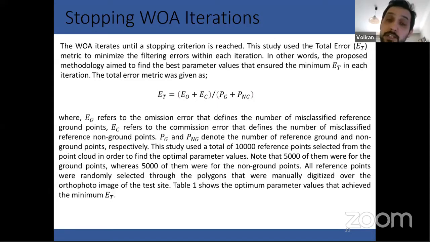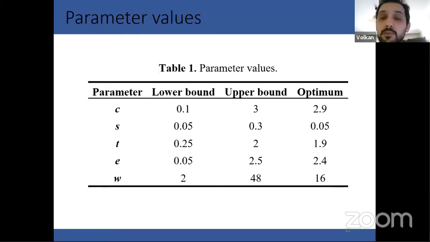In this study, we used the total error metric to minimize the filtering errors in each iteration. In this slide, you can see the total error metric formula. We calculated the total error values using 10,000 reference points, 5,000 for ground and 5,000 for non-ground features. In the slide, you can see the lower bounds and the upper bounds of the parameters. You can also see the optimum parameter values achieved by the whale optimization algorithm.